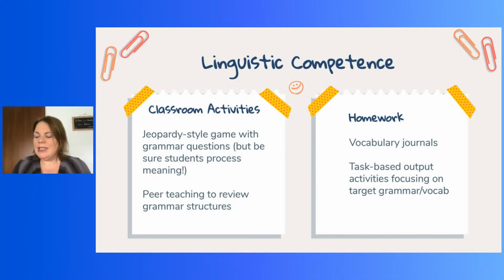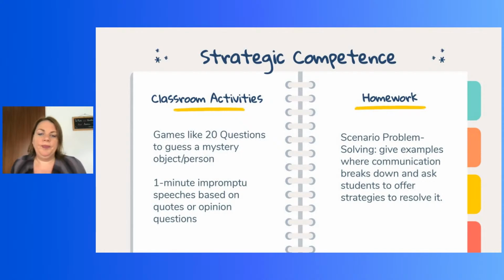We can also do task-based output activities focusing on target grammar or vocabulary. By task-based, we mean completing a task as the goal, right? And this is an activity that has steps. So we develop it in our instructions, step 1, step 2, step 3, and we have them incorporate target grammar and vocabulary in that activity. But they're doing something in a real life context. Okay. Strategic competence. For our classroom activities, we can do games like 20 questions to guess a mystery object or person.